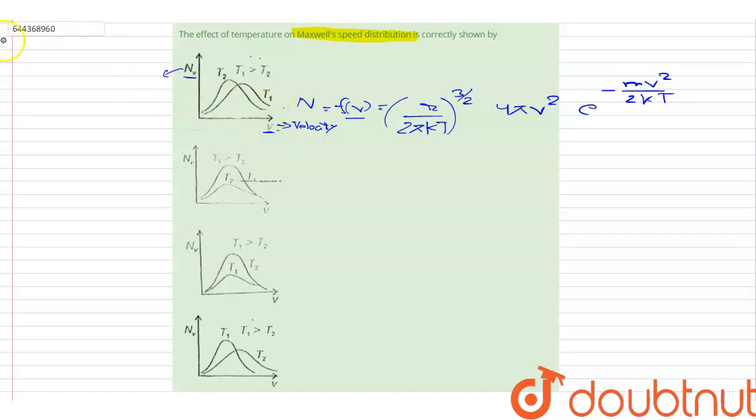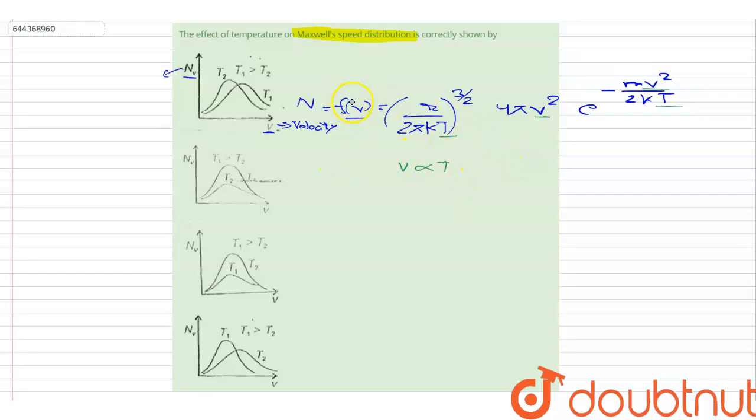Now, this equation in itself is a little difficult to comprehend to be able to find out what the graph should be, but what we can observe here is that on the right hand side, the velocity v and the temperature T, velocity is always in the numerator and temperature is always in the denominator, which means that velocity and temperature are somewhat directly proportional.